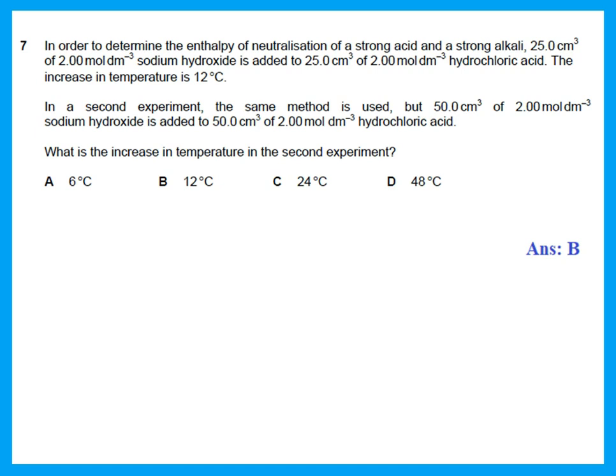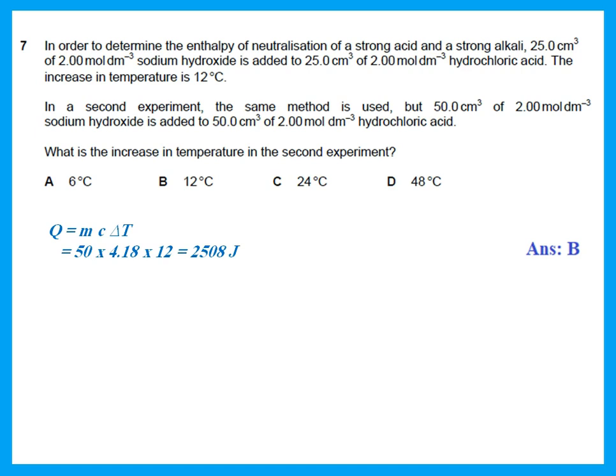So if we take the first experiment, calculate Q for the first experiment. You know that Q is mc delta T. The mass is the total volume of solution. He used 25 of sodium hydroxide and 25 of hydrochloric acid. So the total mass of the solution is 50 times 4.18 times the temperature change. This gives me a certain Q.